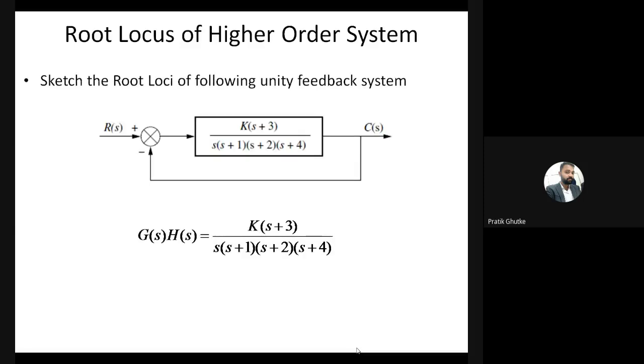See, sketch the root locus of the following unity feedback system, given as k(s plus 3) divided by s(s plus 1)(s plus 2)(s plus 4). In this case, one zero is there and 4 poles are there. So poles are at 0, minus 1, minus 2, and minus 4, and the zero is at minus 3. So G(s)H(s) equals k(s plus 3).